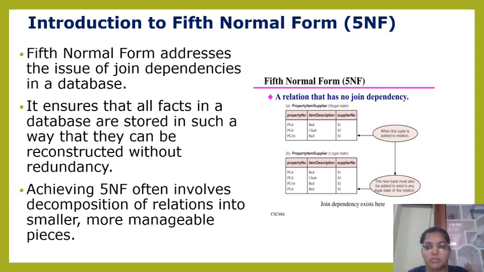This picture is about fifth normal form, a relation that has no joint dependencies. The first table is about the illegal state, the second table is about the legal state. When this tuple is added to a relation, this new tuple must also exist in any legal state of the relation. In this, joint dependencies exist.